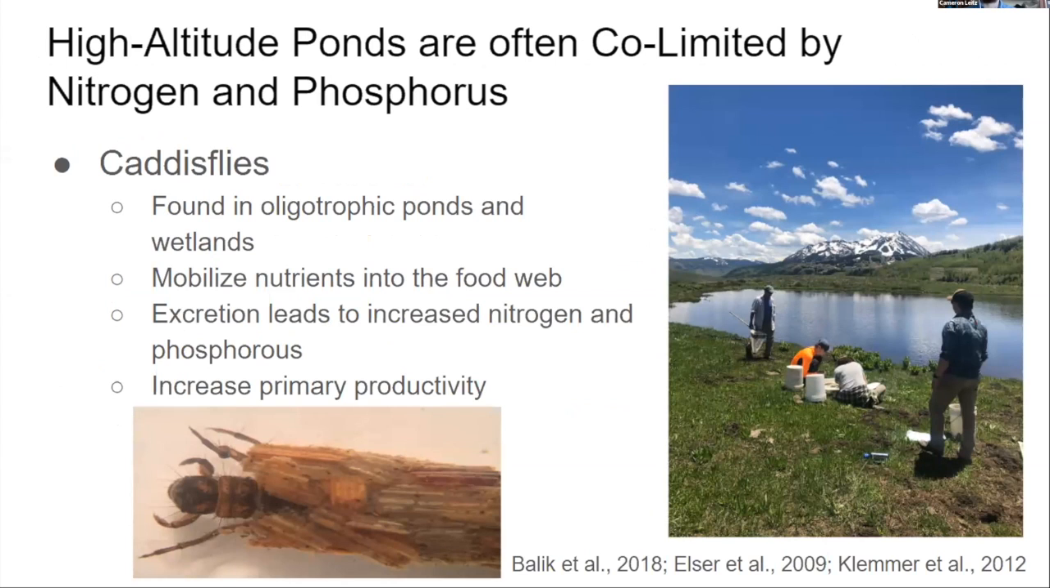So caddisflies live in these ponds and wetlands, and these high altitude ponds and wetlands are limited by nitrogen and phosphorus. And so other organisms rely on caddisflies to mobilize these detritus source nutrients back into the food web. They do this by breaking down detritus and through their excretion, which leads to increased nitrogen and phosphorus levels, which in turn leads to increased primary productivity in these ecosystems.